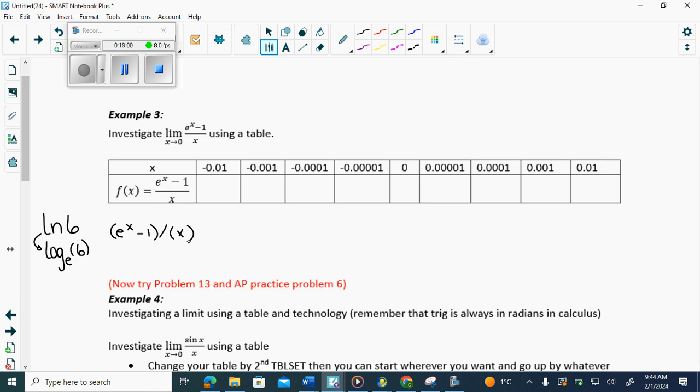Okay, so we're doing this again. Second trace value, starting at negative 0.01. I get 0.9950, and it keeps going. Then I go negative 0.001, 0.99950, then negative 0.00001, 0.99995. What about 0?